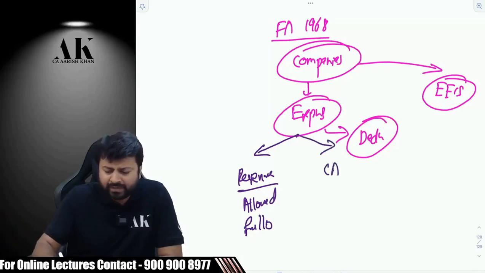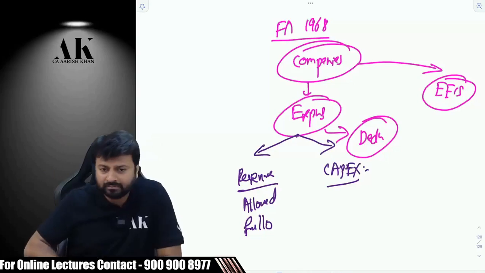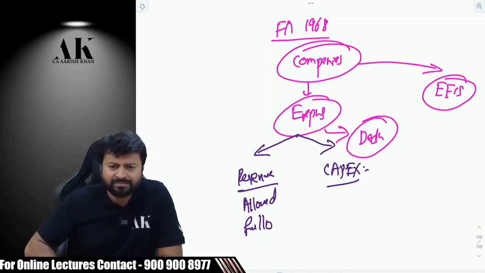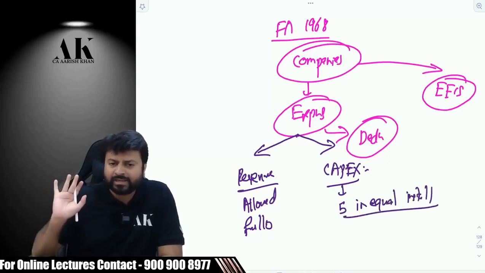But if you incur any capex, like if you have purchased some air conditioner to be installed in the auditorium, so it's a capex, right? If you incur any capex, then we will not allow you fully, it will be allowed in 5 equal installments. How much? In 5 years. Is it clear?